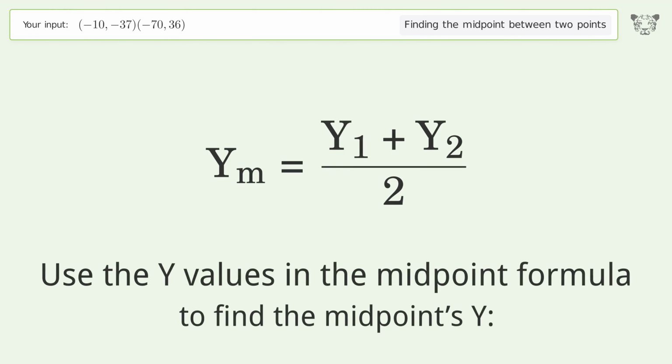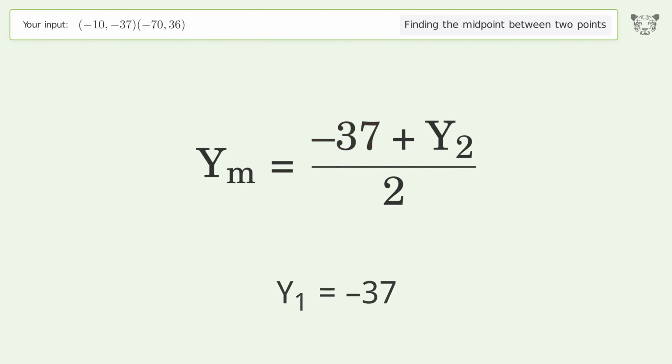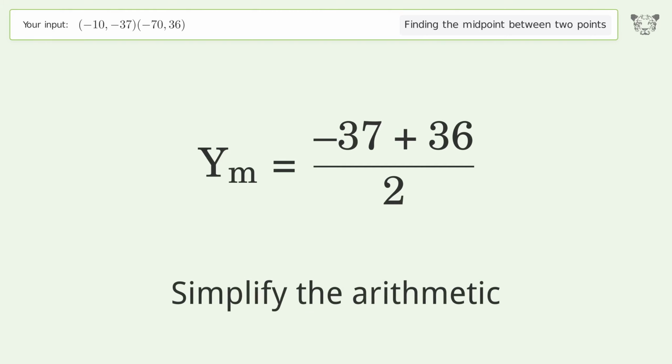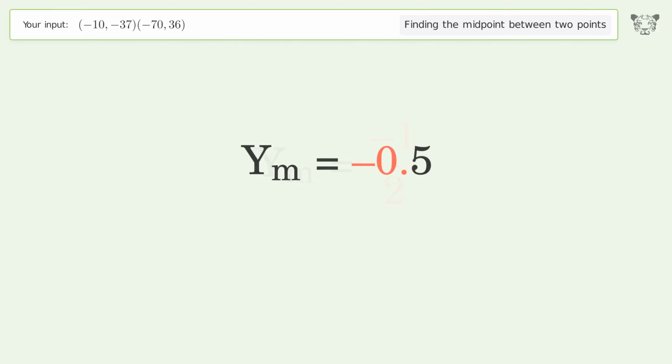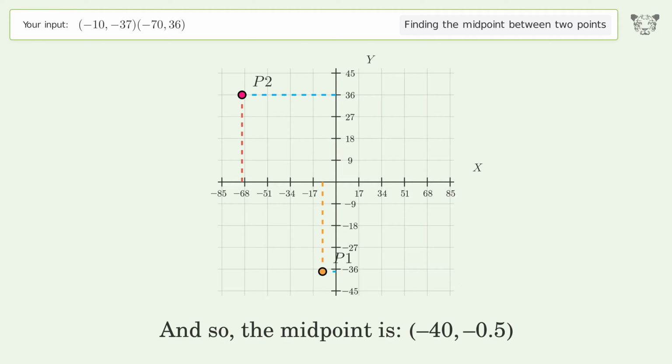Use the y values in the midpoint formula to find the midpoints y. y1 equals -37. y2 equals 36. Simplify the arithmetic. And so, the midpoint is -40, -0.5.